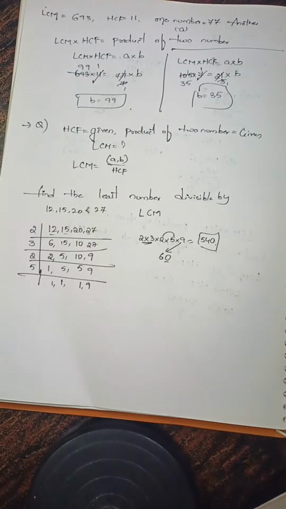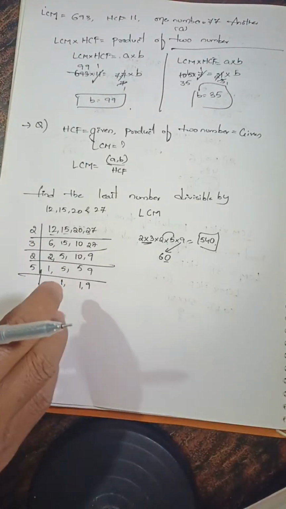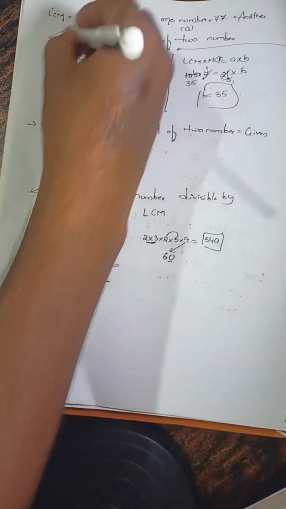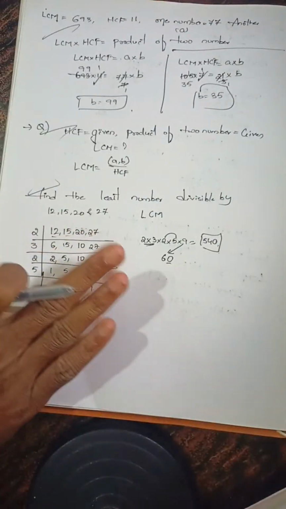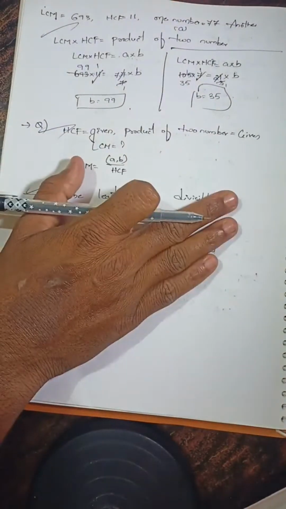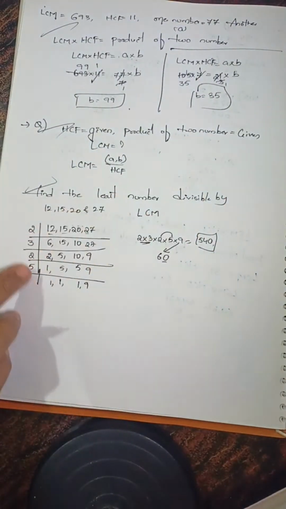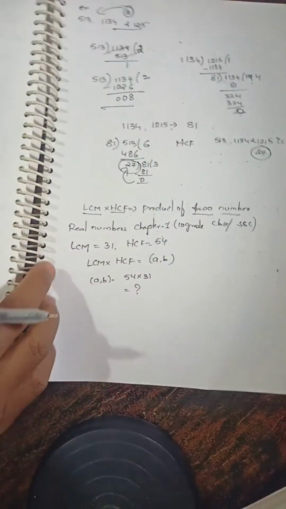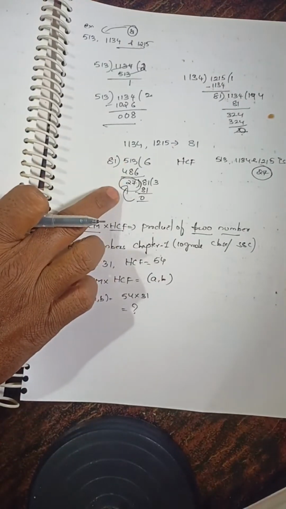So this is about the LCM and HCF. How we are going to find the least number? This is also very important. These are the three questions, as I said, which are very important. Finding HCF of two numbers and finding the least number. Here I discussed HCF problems.